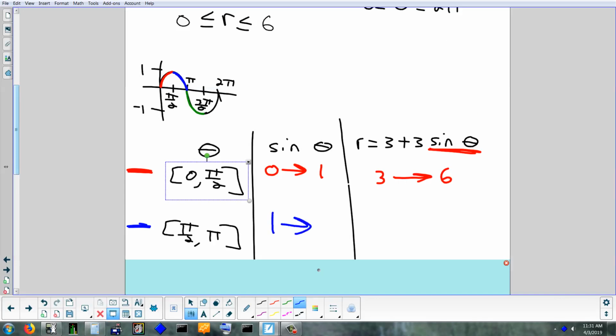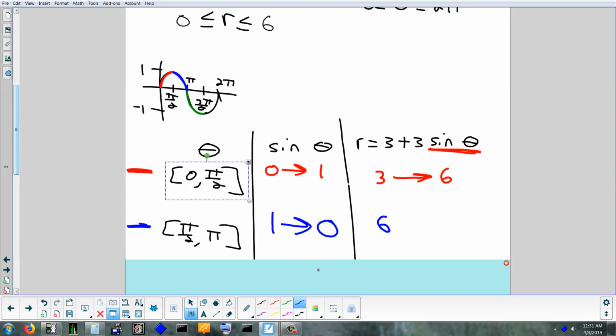And where does the sine value go in the blue section? It ends up at 0. So this is just the reverse. It's almost like a mirror image. It grew from 0 to 1. Now it's shrinking from 1 to 0. So the radius is going to do the same thing.